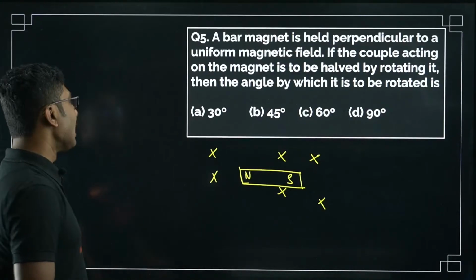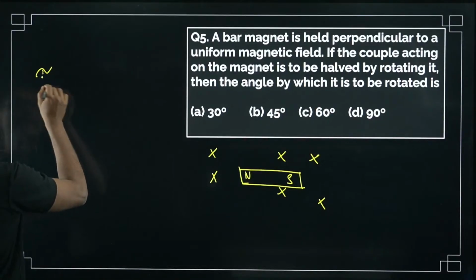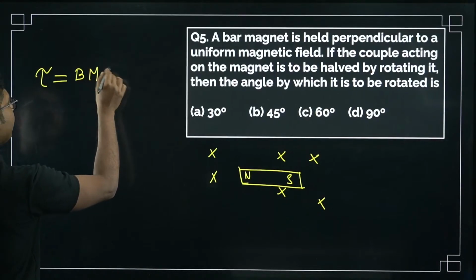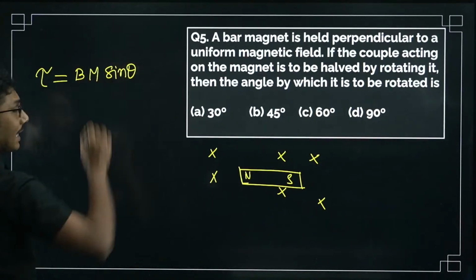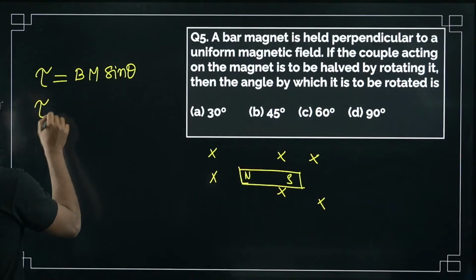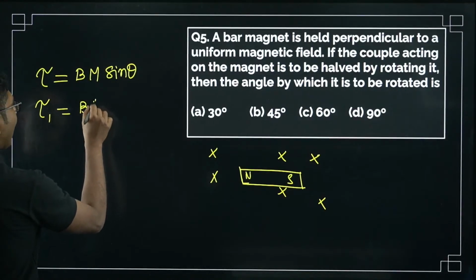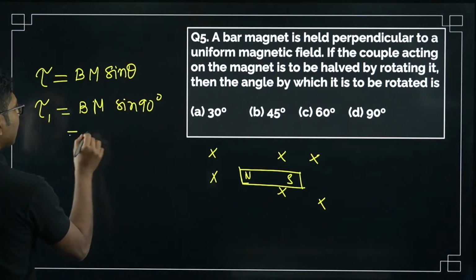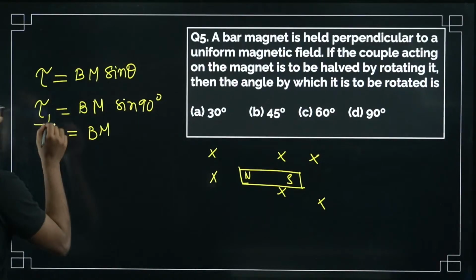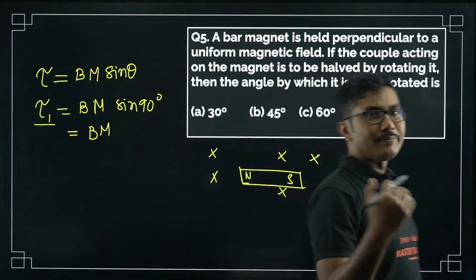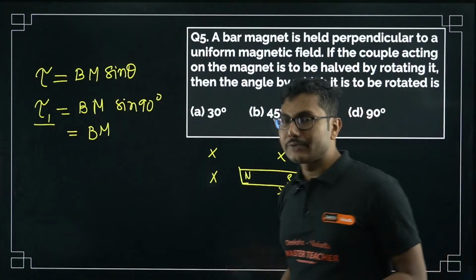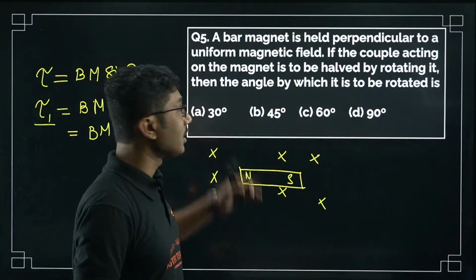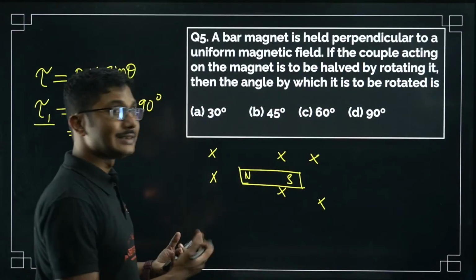Now what is the couple? Couple is the same as torque. We have seen the formula in the previous case. It is MB sine theta. Initial angle was 90 degrees. So tau 1 is basically B into M sine 90, that is B into M, that is the initial torque. Torque and couple are the same thing. Sometimes in mechanics we use the term couple, but the more refined term is torque. So just to confuse you, they have changed the language, otherwise it is the same concept, right?